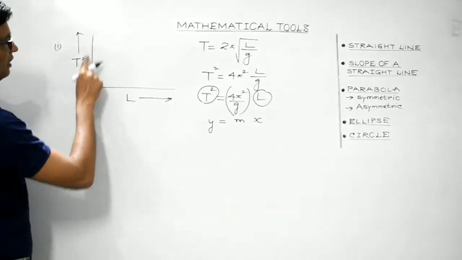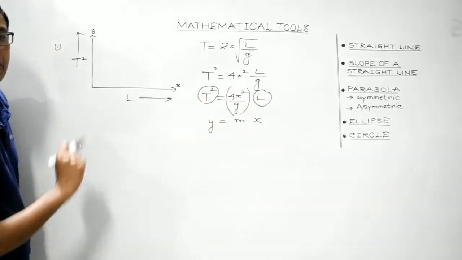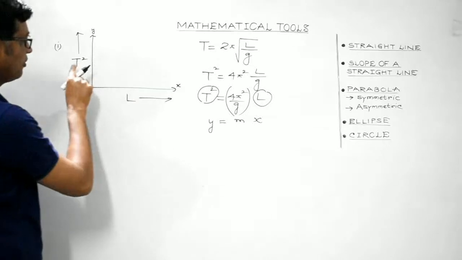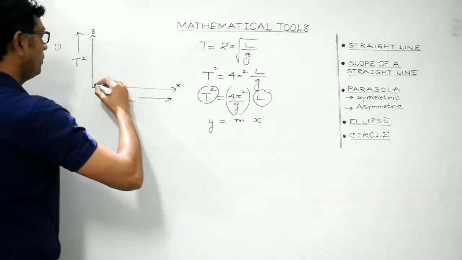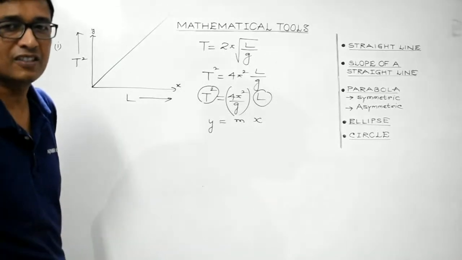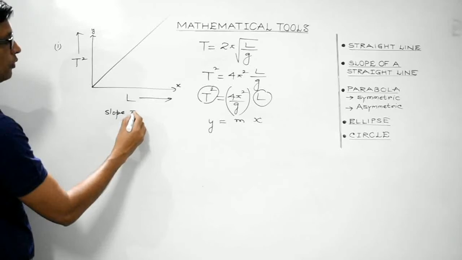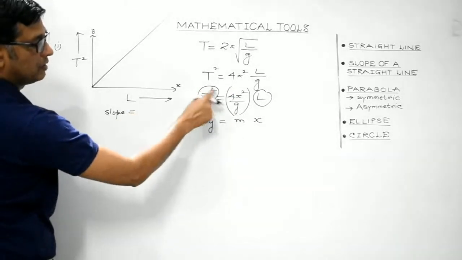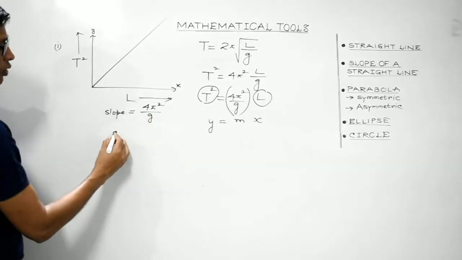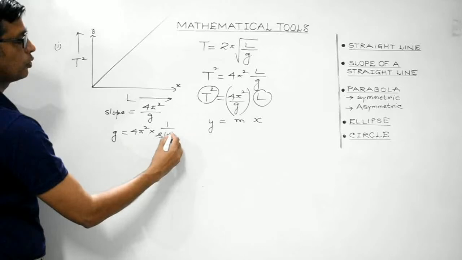The y-axis is represented by T square and the x-axis is represented by the length of the pendulum. So it is in the form of y equals mx. So if you plot a graph between T square and L, it should be a straight line passing through the origin, just as we have discussed, isn't it? And what about the slope of this graph? Comparing these two equations, the slope will give us 4 pi square by g, or g would be given by 4 pi square multiplied by the reciprocal of the slope.